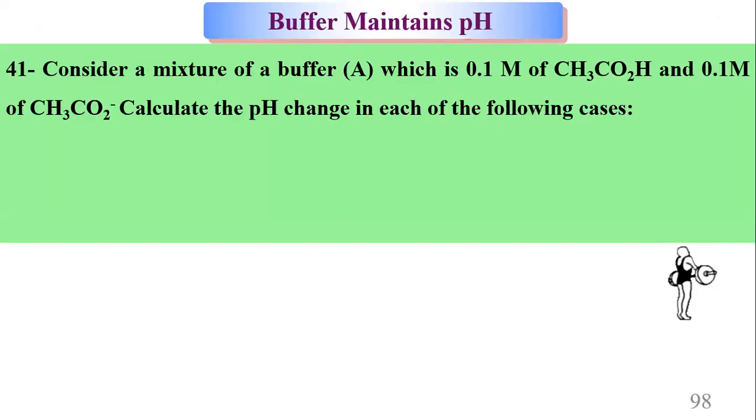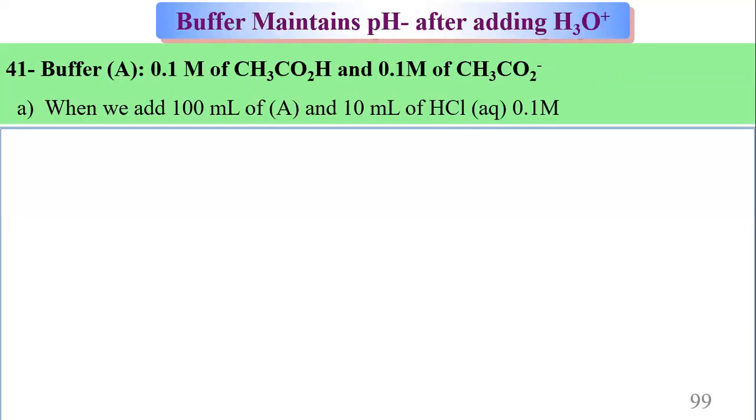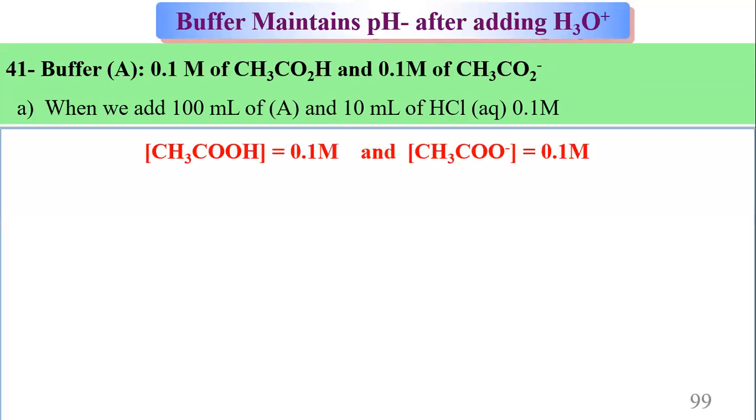Question number 41. Consider a solution of a buffer A, which is 0.1 molar acetic acid and 0.1 molar acetate ion. Calculate the pH in each of the following cases. So now we already have a buffer, and it's 0.1 and 0.1 for the acid and its conjugate. What happens when we add 100 milliliters of A, which they called this buffer A, and 10 milliliters of HCl? So literally, we're adding to the buffer 10 milliliters of HCl. And there's also part B and part C, which we're going to look into. And here is part A.